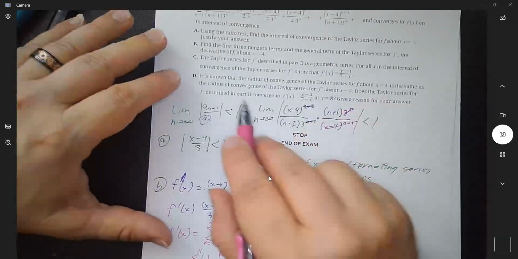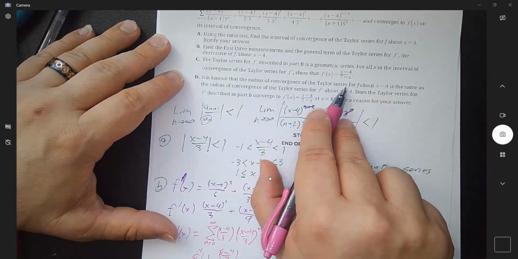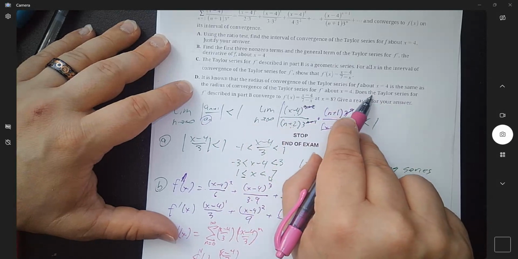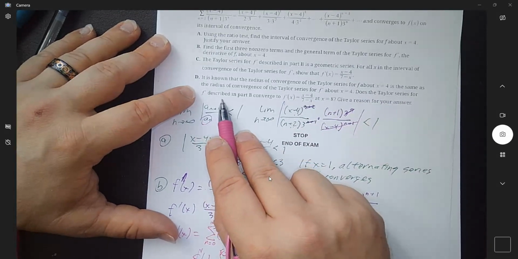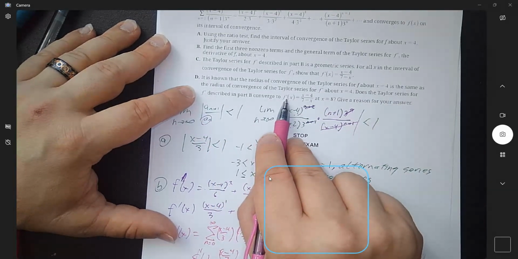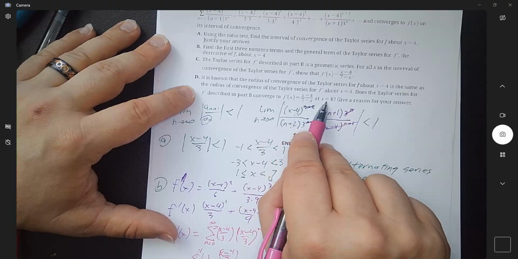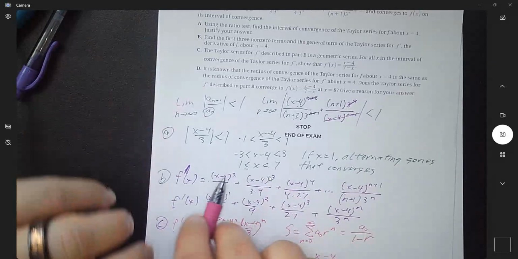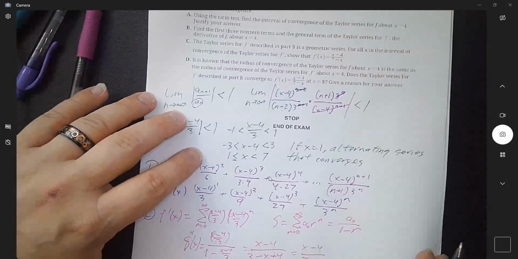Okay, all good. It is known that the radius of convergence of the Taylor series for f about x equals 4 is the same as the radius of convergence of f prime. Yeah, okay. Does the Taylor series for f prime described in part B converge to f prime at x equals 8? No, because that's outside your radius of convergence. The radius of convergence is 3. Okay, so the radius of convergence is 3.